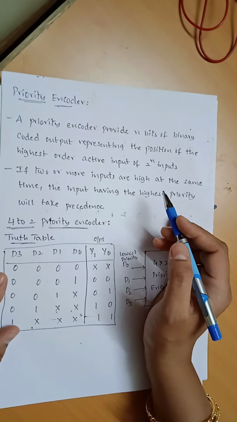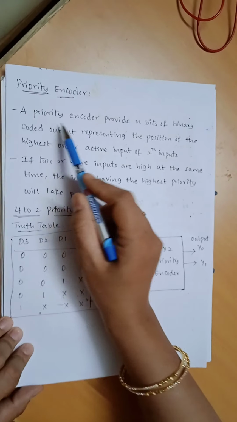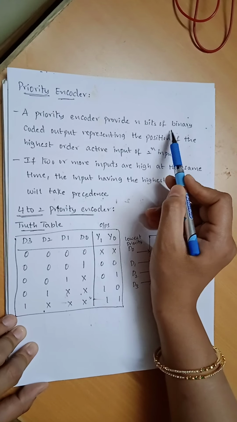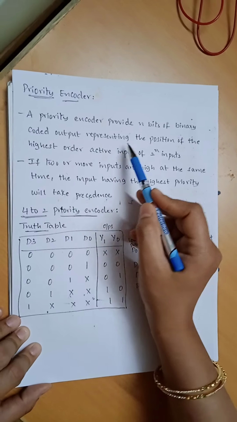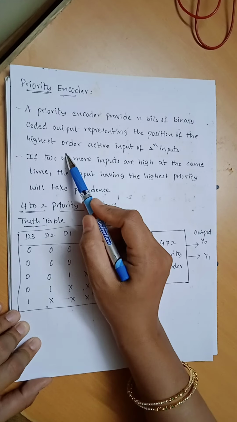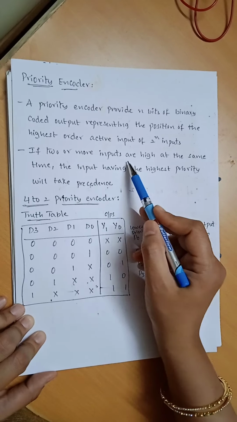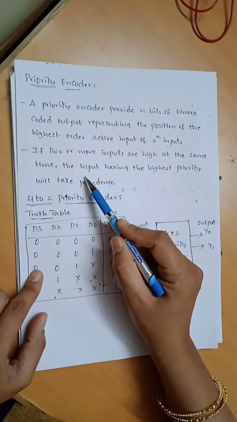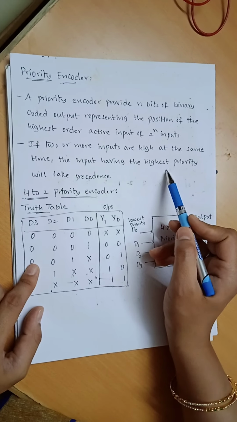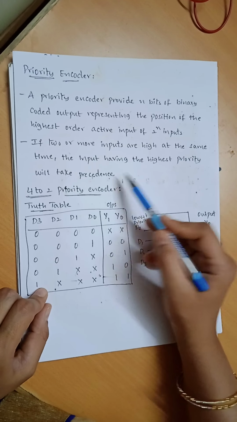Before starting the experiment, let me recall what a priority encoder is. A priority encoder provides n bits of binary coded output representing the position of the highest order active input of 2 power n inputs. If two or more inputs are high at the same time, the input having the highest priority will take precedence.